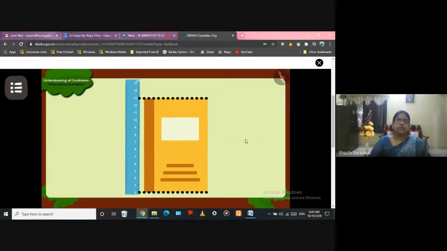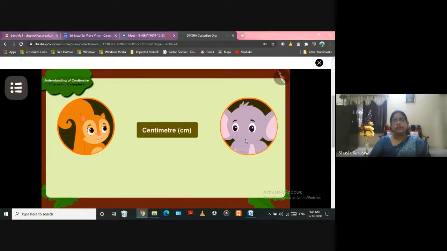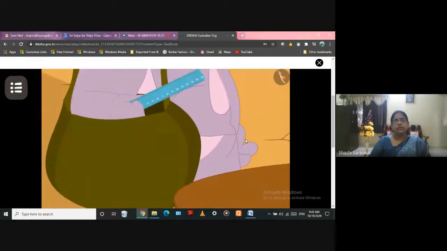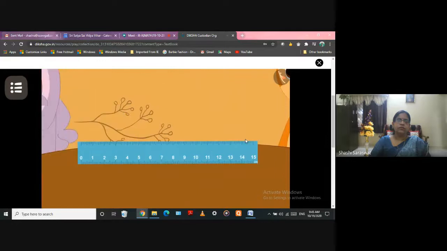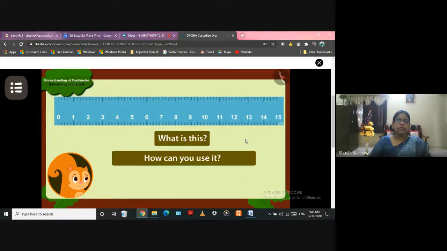Do you remember, kids? In the previous video, Appu told Chanda about centimeters. Come, let's see what he's telling Chanda about the use of centimeters. Appu took out a plastic strip like this from his bag and placed it on the table in front of Chanda. Chanda asks him, What is this plastic strip? And how can I use it to measure the length of objects in centimeters?